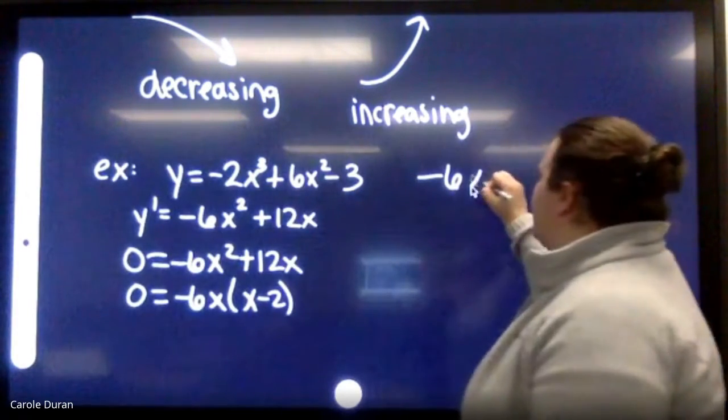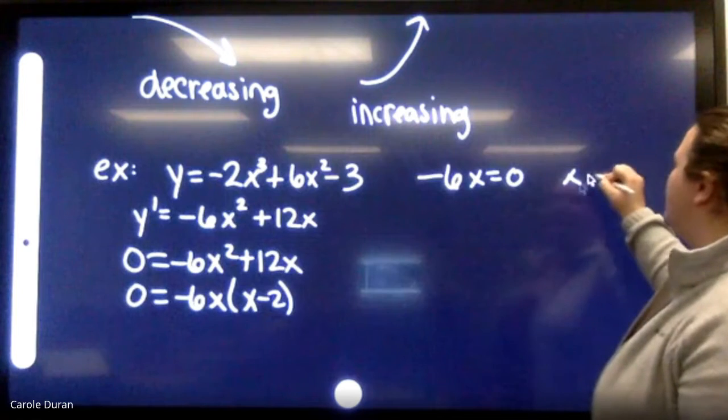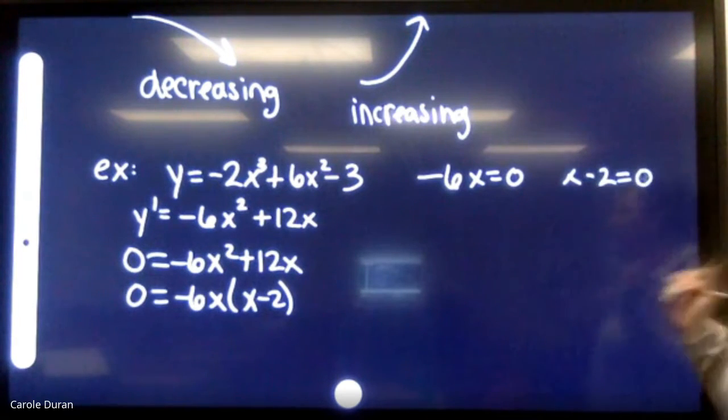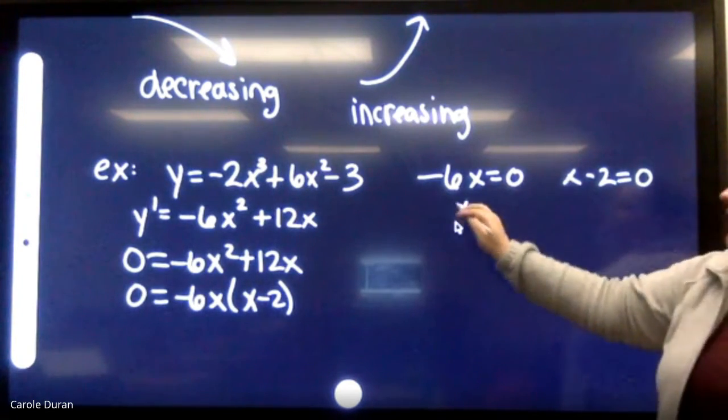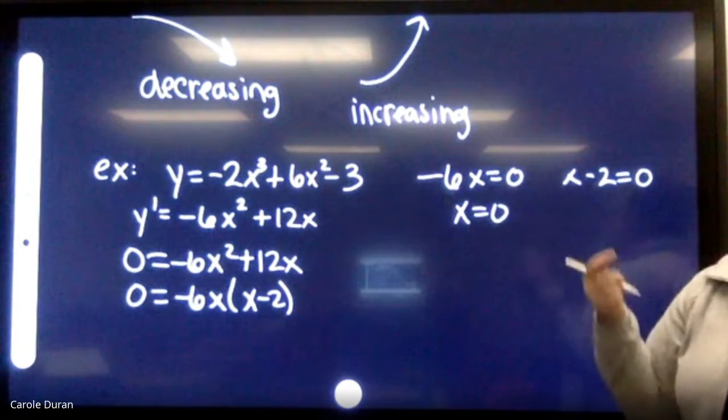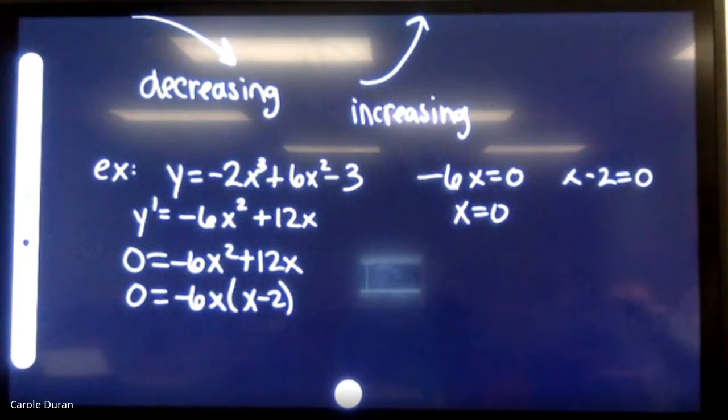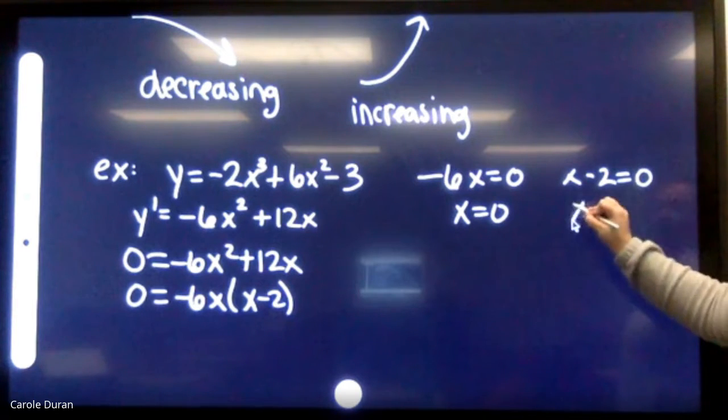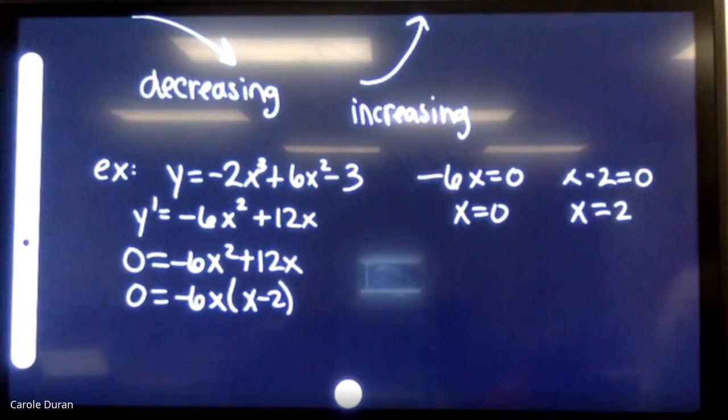So I have negative 6x equals 0 and x minus 2 equals 0. Clearly, x on this one has to equal 0 because when I divide both sides by negative 6, 0 divided by negative 6 is still 0. And I add the 2 over on this one and I get x equals 2. Is this ringing a bell? It should be. You did extrema homework over this last week.